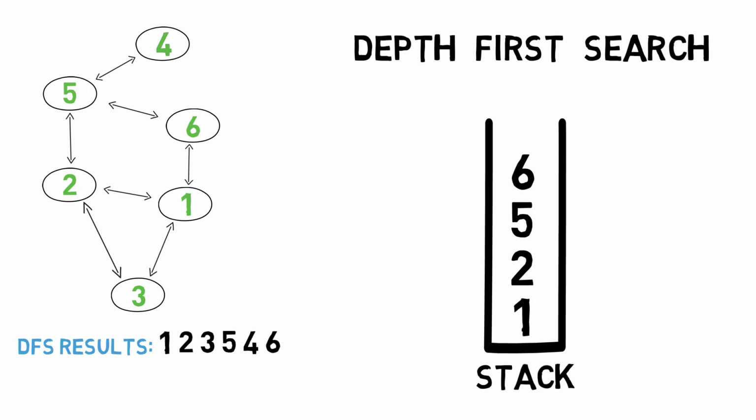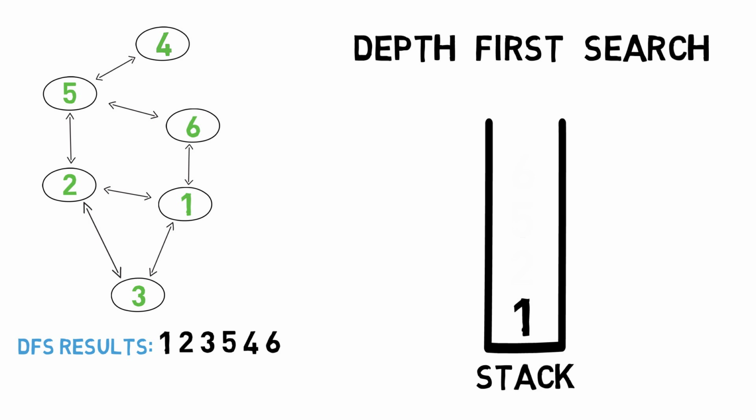Since 6 has no non-visited vertices, we pop that off the top of the stack. This moves us back to vertex 5. Vertex 5 does not have any non-visited vertices, so we can pop that off the top of the stack. This moves us back to vertex 2. This does not have any non-visited vertices, so we can pop that off the top of the stack as well.